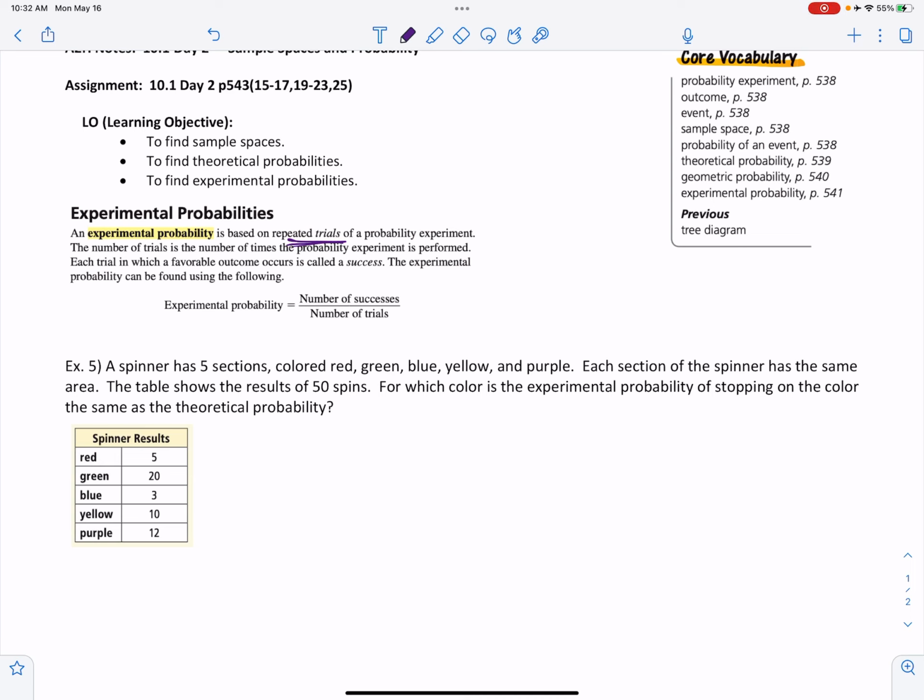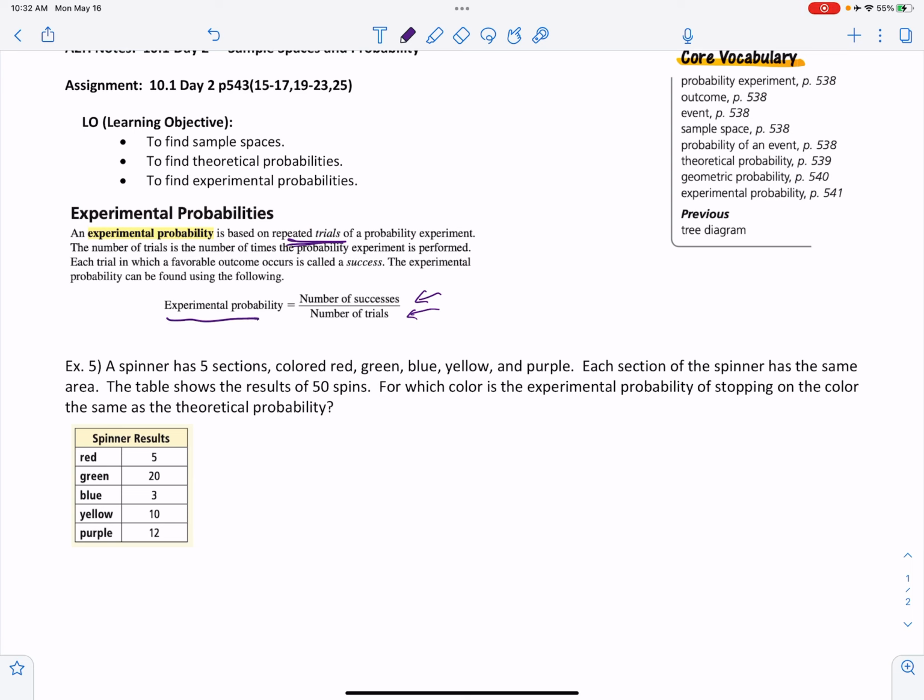So if I'm looking at how many times a 2 shows up, and I throw the dice 10 times and the 2 shows up 4 times, the experimental probability is 4 out of 10, or 2/5, 40%. So experimental is the number of successes over the number of trials.